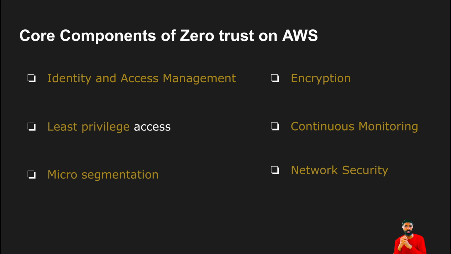The fifth one is continuous monitoring. So in AWS, you can use AWS CloudTrail, AWS Config, and Amazon GuardDuty for continuous logging, auditing, and monitoring capabilities. You can also use AWS CloudWatch for logging and monitoring. And the sixth core component is network security. So in AWS, we have services like AWS Web Application Firewall, AWS Shield, VPC flow logs, etc. to secure the network boundaries and also to help protect against DDoS attacks.